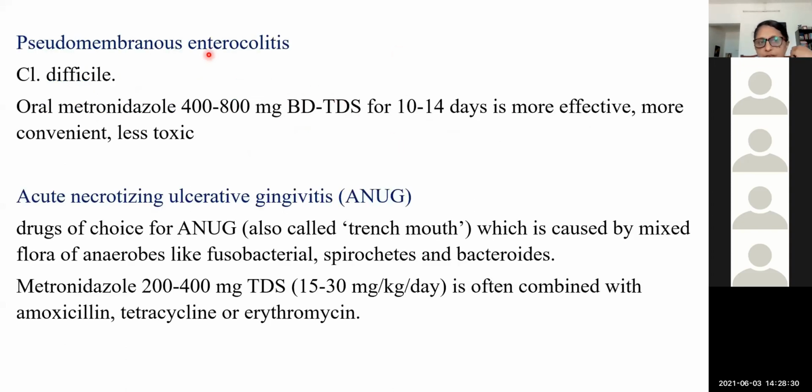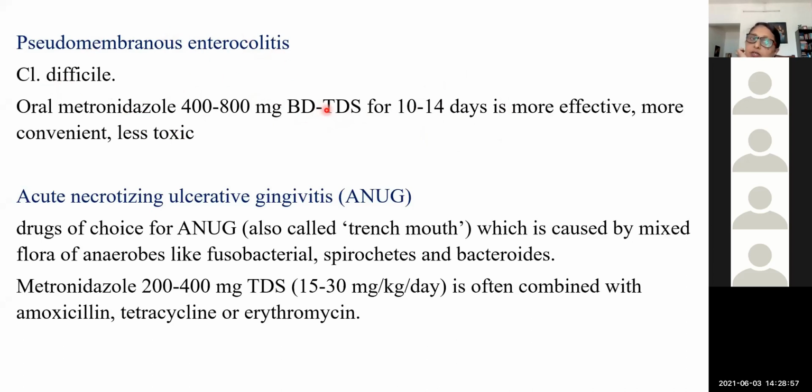Then it is also used for pseudomembranous enterocolitis because it is effective against Clostridium difficile. Clostridium difficile causes pseudomembranous enterocolitis. It is a superinfection. So metronidazole, how much is it given? Again, 400 to 800 milligram BD or TDS for 10 to 14 days. It is convenient as it is less toxic. So that is the pseudomembranous enterocolitis.